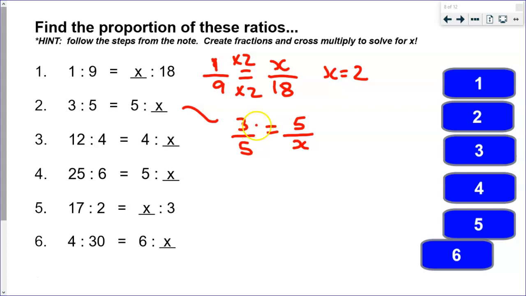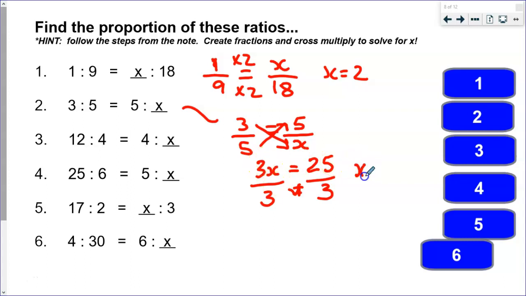Okay, so cross multiplying means you're going to multiply on the angle. So I'm going to go 3 times x, that unknown variable, equals 5 times 5, which is 25. And now in order to get x by itself, we need to divide by whatever this number is, which in this case is 3. So we're going to divide this by 3. You plunk that into your calculator, and you're going to get x equals 8.3.